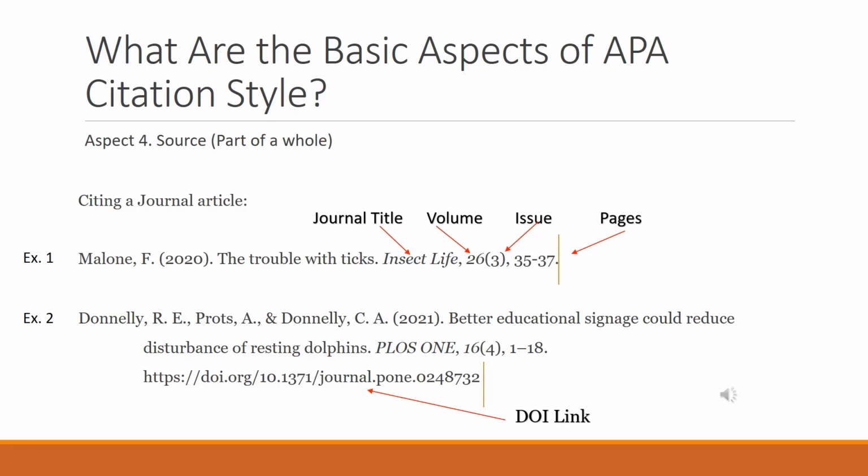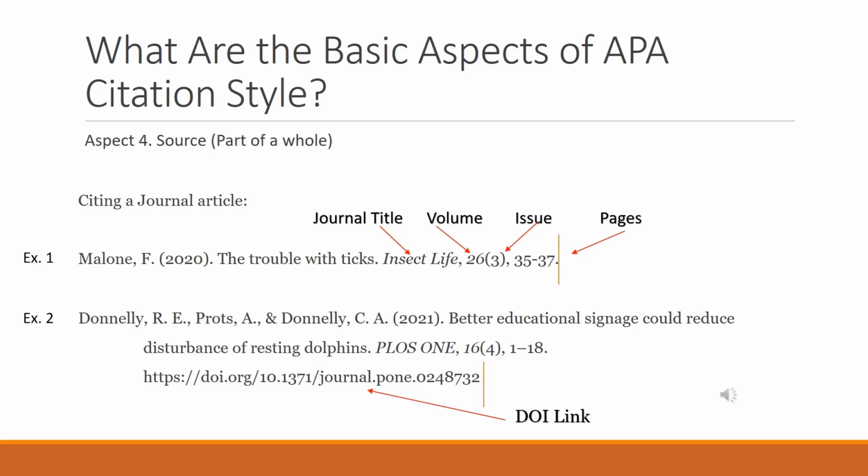If a URL or DOI exists, they are very common with journal articles. It will follow the period or full stop after the page numbers. This can be seen in example 2. PLOS 1 is the journal title, 16 is the volume number, 4 is the issue number, and 1 to 18 are the page numbers. The link after the numbers is the DOI, a very important tool for the reader, as it is a digital connection to the article information.